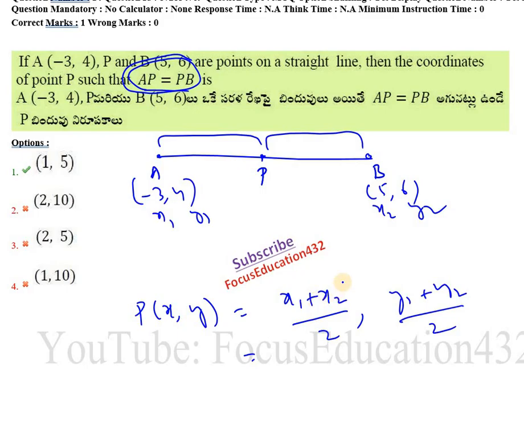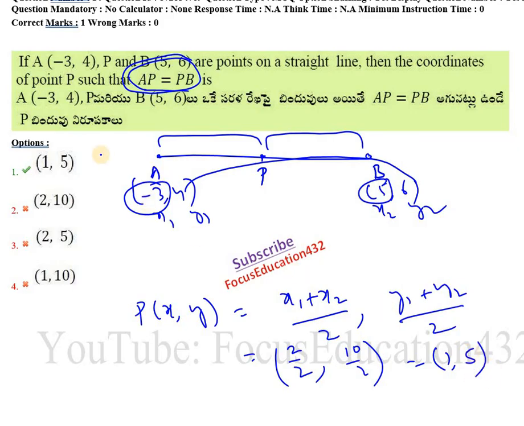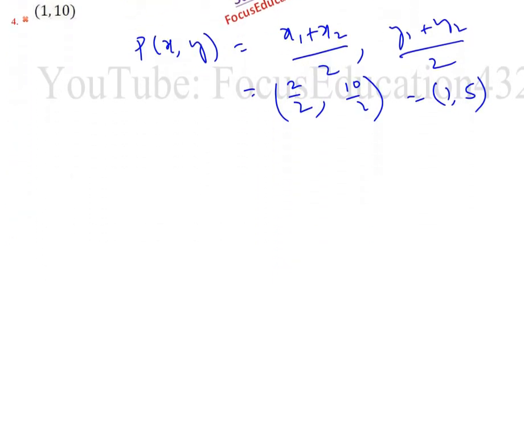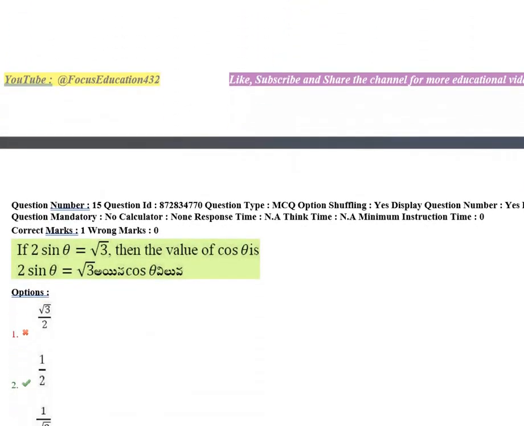x1, x2: minus 3 plus 5. How much? 2 by 2. Then y1 plus y2: 4 plus 6. How much? 10 by 2. So 2 by 2 means 1. 10 by 2 means what? 5. So (1, 5) is the answer. Another direct question. Now we move to the next question.